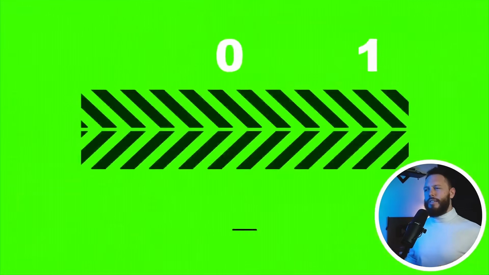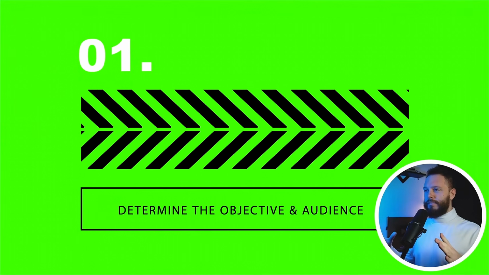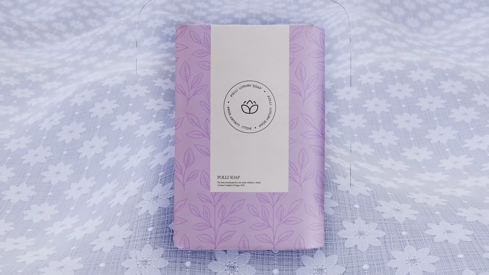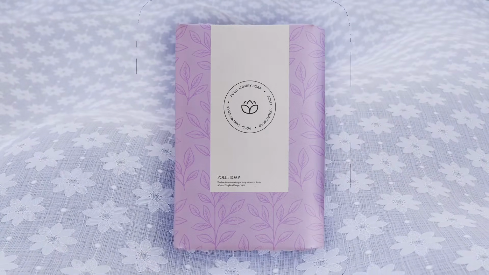Okay, so the first thing we've got to do is to define the objective and the audience of our design. Now I'm going to be designing a soap package design later in the video so you can see how this process actually works in real time on a real design. But yeah, first we should establish the audience and the objective of the design.